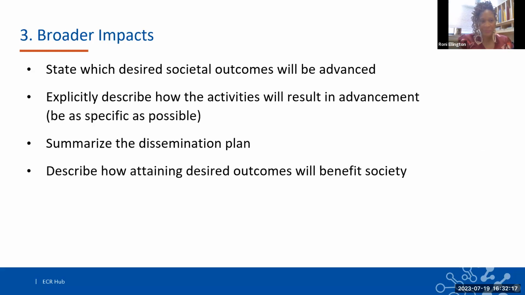Next slide. So broader impacts is simply how you think this will impact the broader society. Explicitly describe how the activities will result in advancement and dissemination. How are you going to disseminate these findings to have broad reach? And then how obtaining desired outcomes will benefit society.